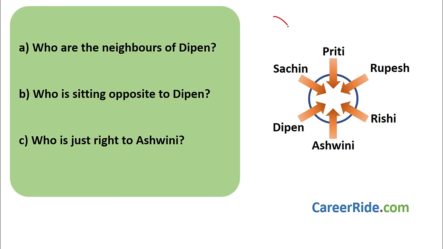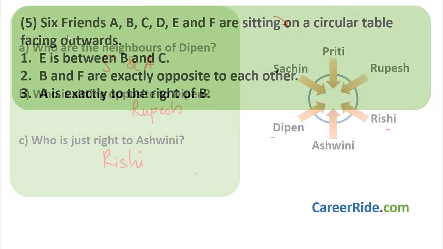Again, my rough sitting arrangement in a very nice diagram. Okay, so let's start. Who are neighbors of Dipen? This is Dipen. Sachin and Ashwini. Okay, who is sitting opposite to Dipen? Opposite to Dipen is Rupesh. Okay, who is just right to Ashwini? Just right to Ashwini means immediately to the right of Ashwini. That is Rishi. Okay, see how easily we got the answers.